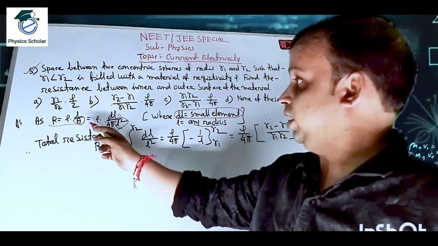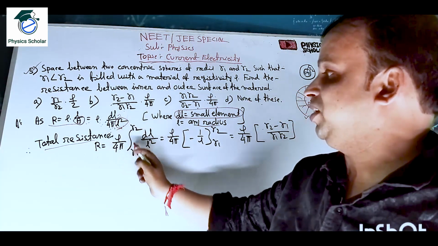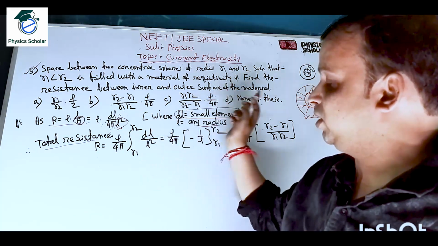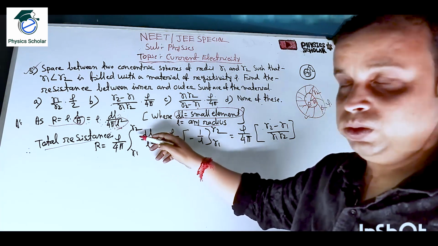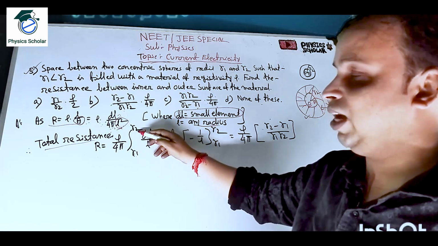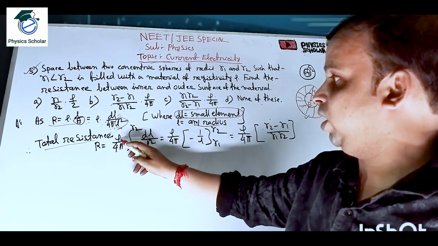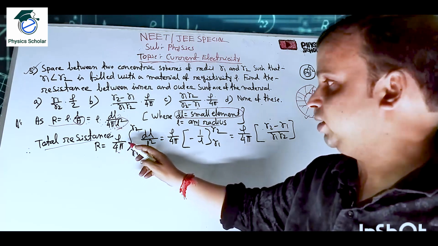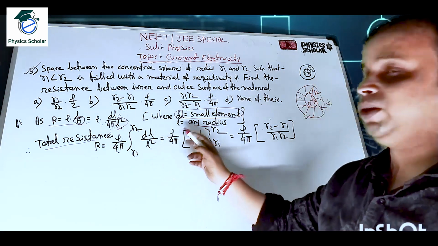Of the area. So now total resistance R is equal to the integration. Concentric circles or spheres are there, so it is R1 to R2, the lower limit and the upper limit of the integration. So rho by 4 pi is constant. Clear? So dl by L square, that means 1 by L square into dl.